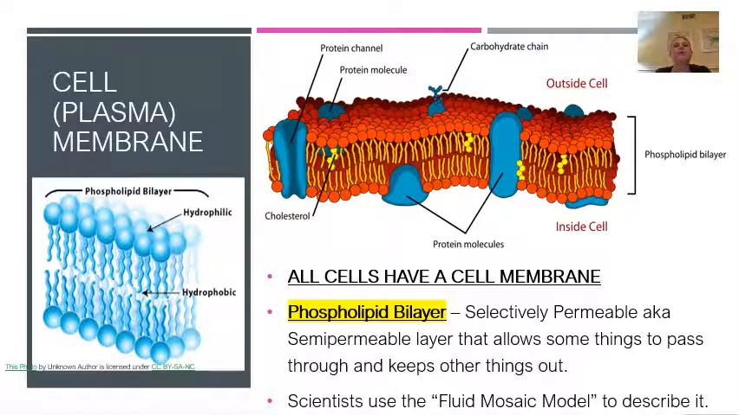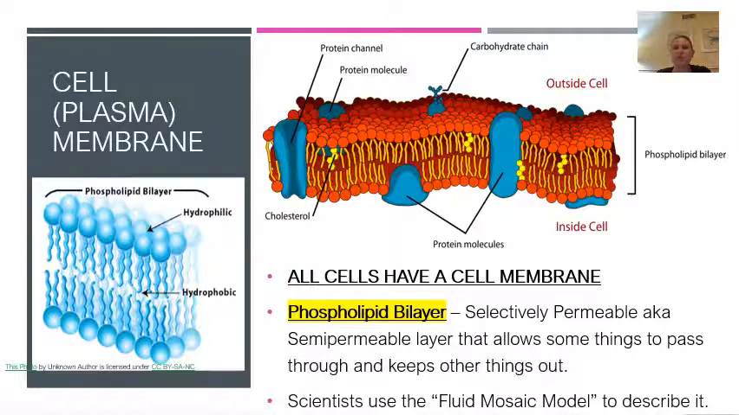So we need to talk a little bit about the cell membrane, the plasma membrane. In all cells, no matter what kind of cell you are, you have a cell membrane. The cell membrane is made of a phospholipid bilayer. Okay, phospholipids because it's got a phosphate, and then the little tails that are the lipids. Okay, we call the phospholipid bilayer for two layers, selectively permeable or semi-permeable. What that means is it allows some things to come through and keeps other things out.